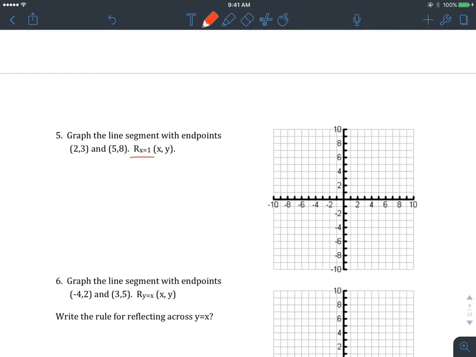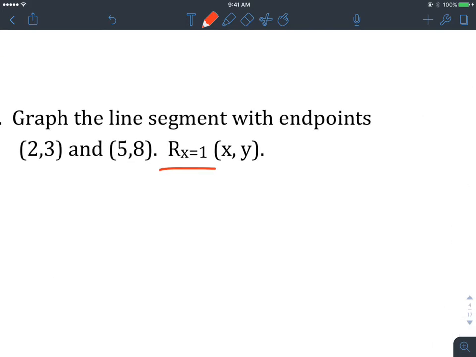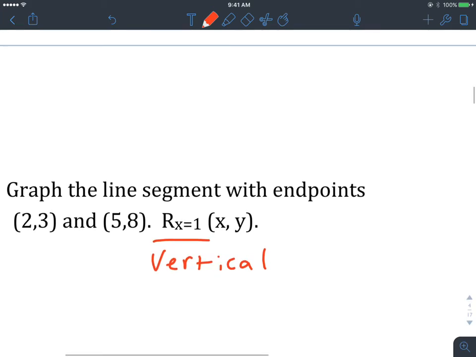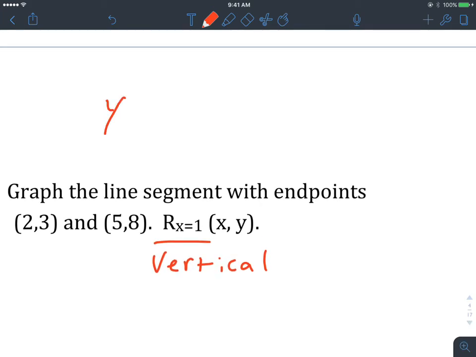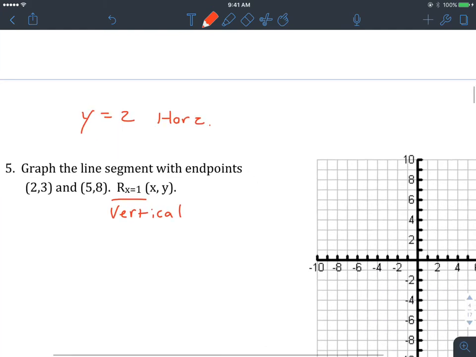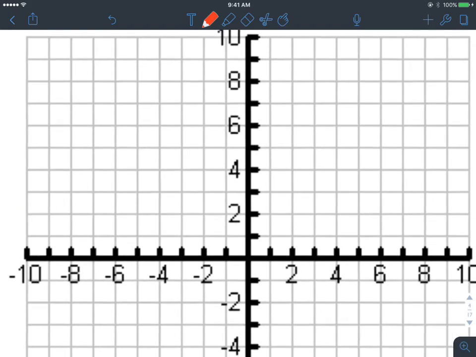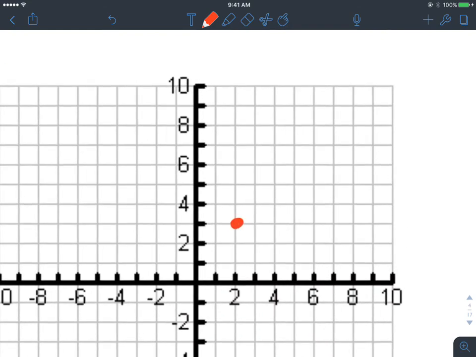Now I've got a couple of these weird examples. Like this one here: reflect across the line x equals 1. We have to remember that's a vertical line. x equals lines are vertical, and y equals lines, like y equals 2, are horizontal lines. That's a good little thing to remember. So we have these points here. I'm going to call them A and B since they didn't give them names. So 2, 3, and that's A, and then 5, 8.